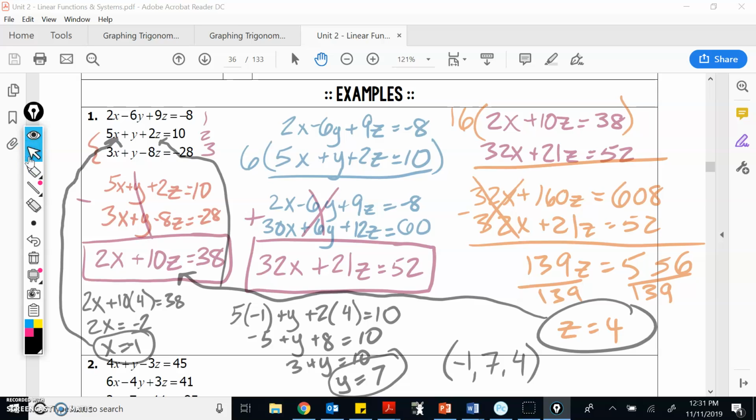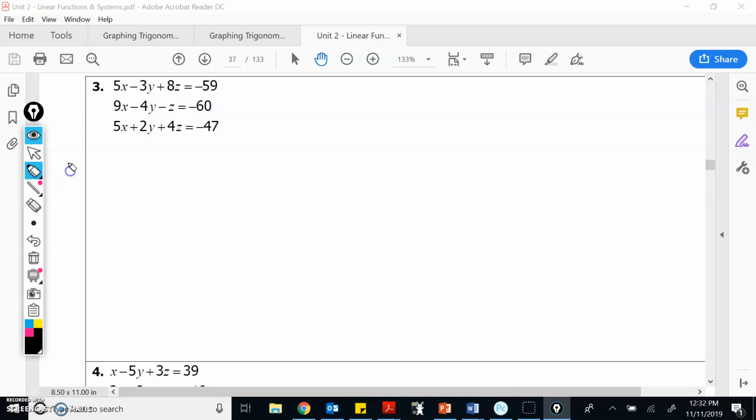Write down what questions you have. I know this was a lot. What I do want you to do is do problem number 3. Try doing this one. See what you get for each of the variables. Here's equation 1, 2, and 3. What I would probably do, I'd probably match up equation 2 and 3 here. They seem to be easy to cancel.